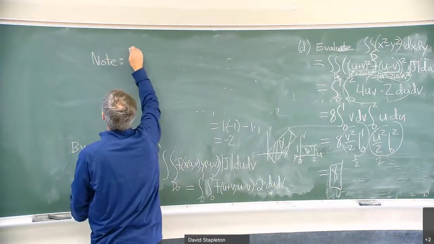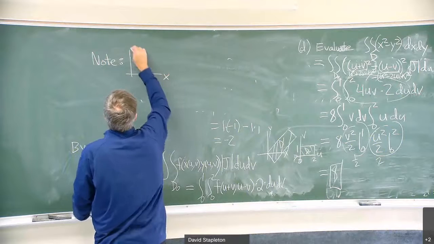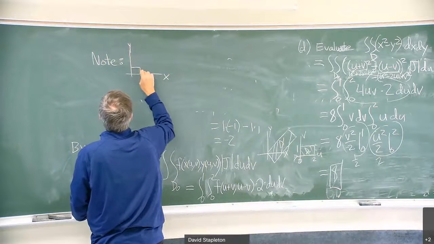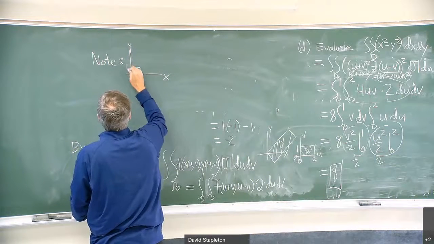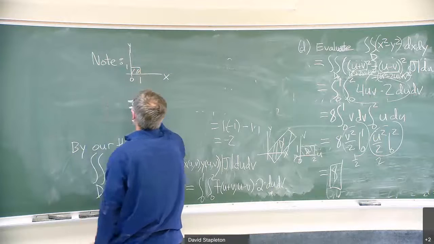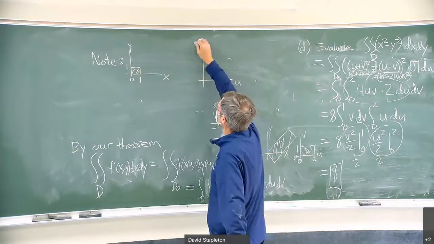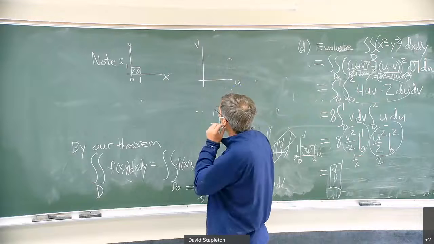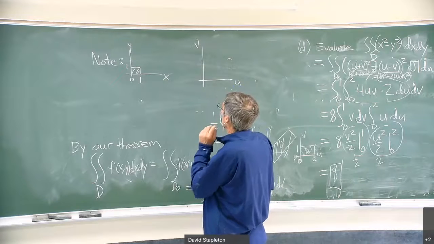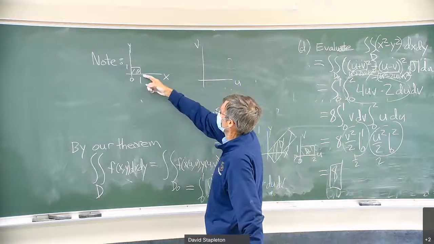Where does the Jacobian come from? If you were to take an XY unit square, right, 0 to 1 and 0 to 1, where would that map in UV space? Well, U is equal to 1/2 x plus 1/2 y.